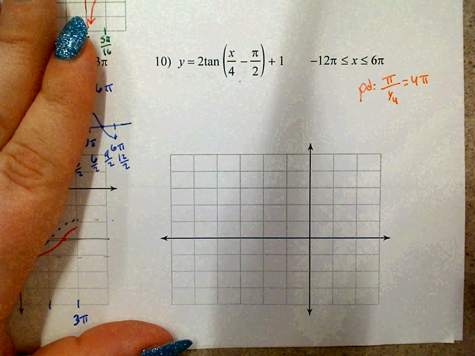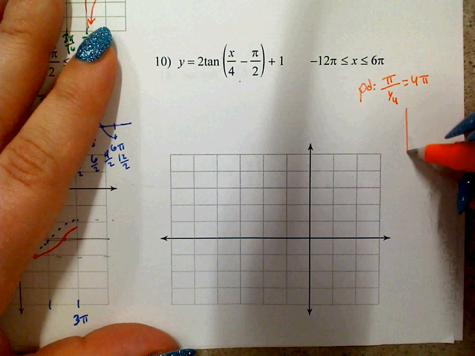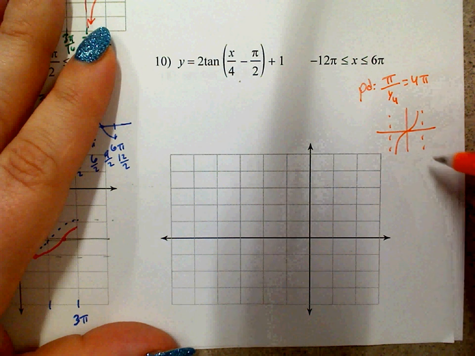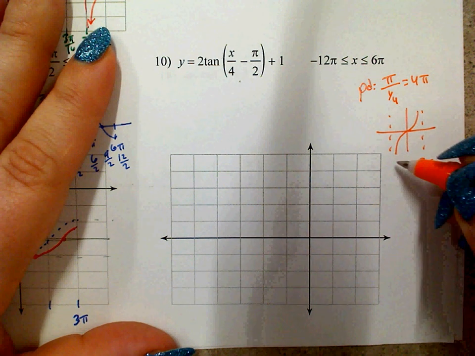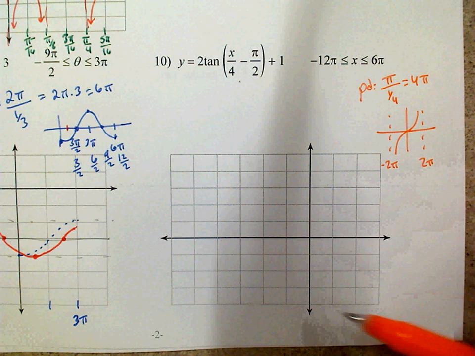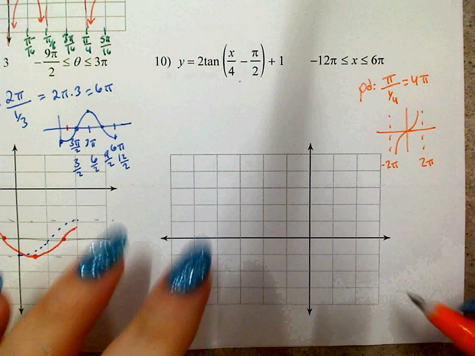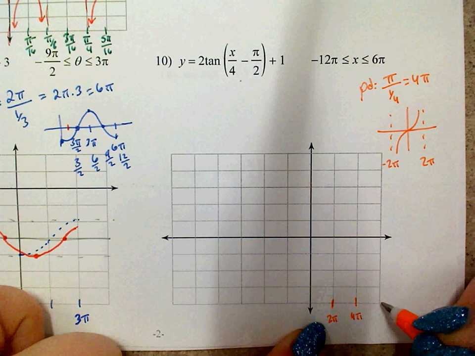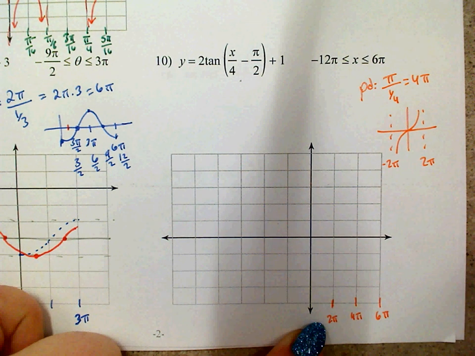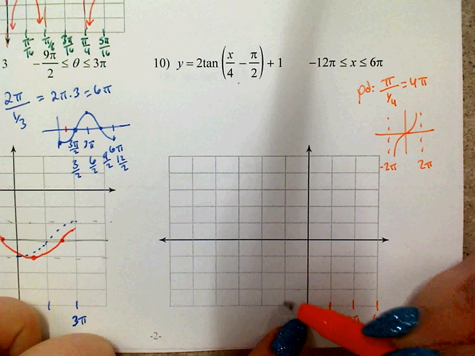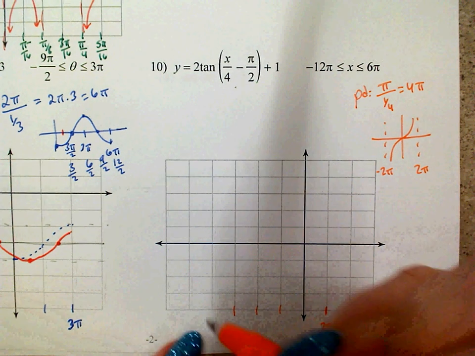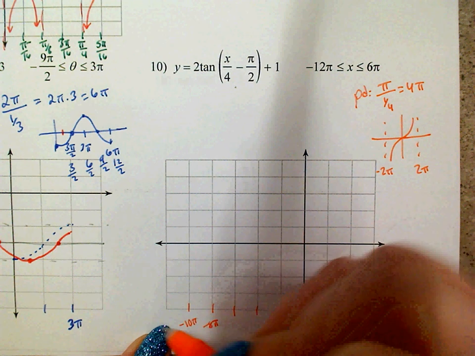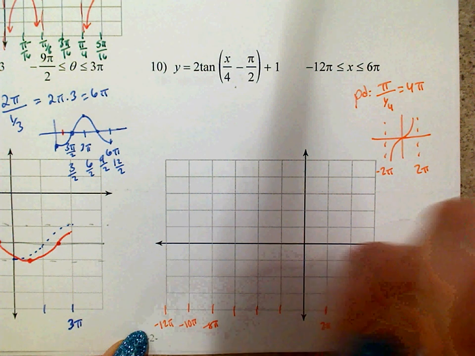So normally when I think about a tangent wave, I think it does this. I split the period in half, so this would be 2 pi, and this would be negative 2 pi. I'm supposed to graph to 6 pi, which means I'm probably going to have to let each tick mark be 2 pi. So there's 6 pi, and so then negative 12 pi, negative 2, negative 4, negative 6, negative 8 pi, negative 10 pi, and negative 12 pi. So graph all the way across. Okay, cool.